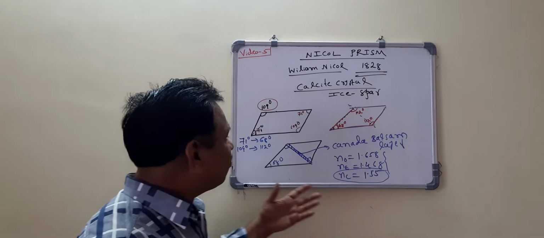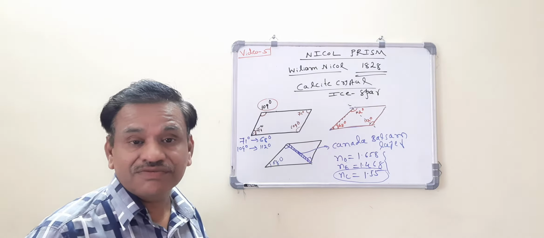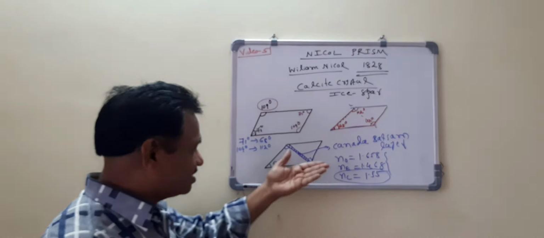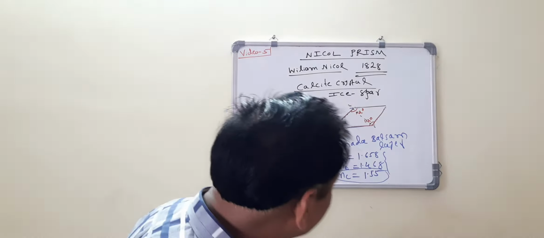Now the question is, of course, students are not asking the question, they have no habit. Why is 71 degrees converted to 68 degrees? Why reduced by only 3 degrees? That I will tell you in the next 2-3 minutes, in the next discussion.